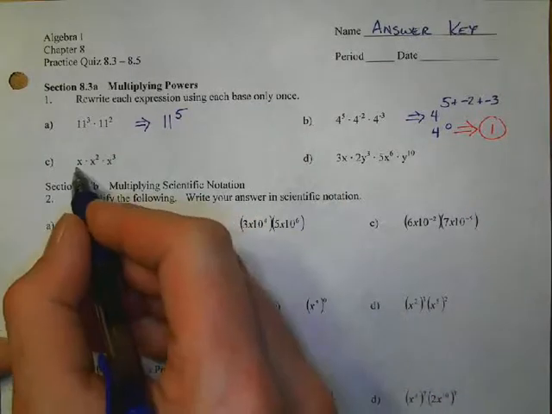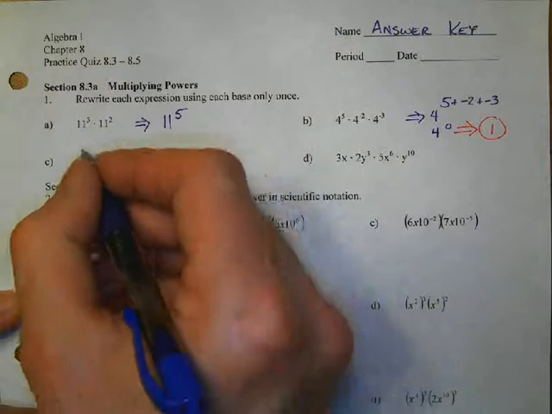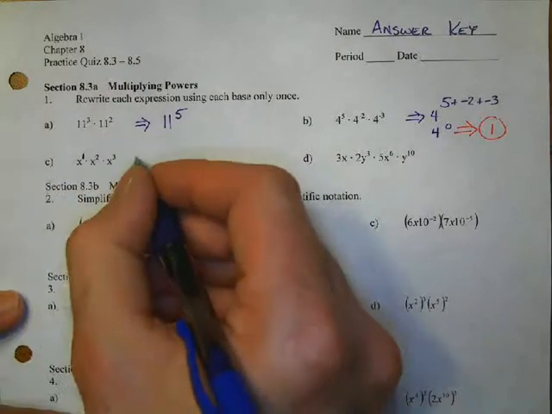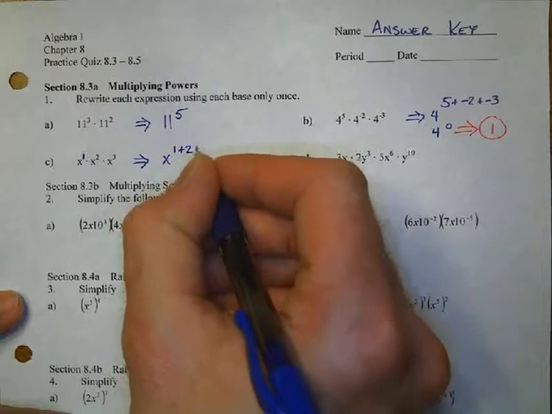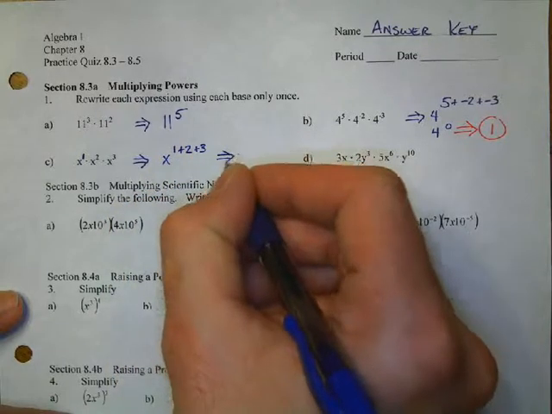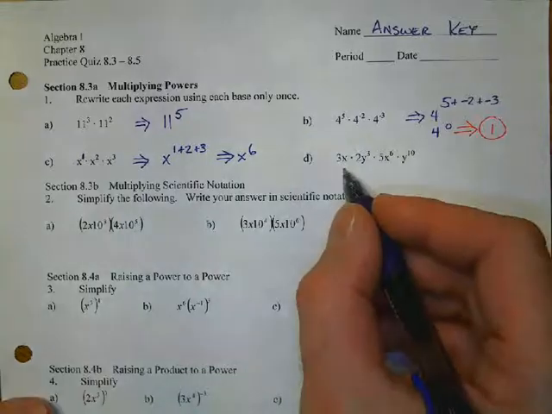Our third one, our part C, is an example of a variable that does not have an exponent. Do you know what the exponent would be here? The exponent is actually 1. So what we have is x to the first times x to the second times x to the third. Well, 1 plus 2 plus 3 equals x to the 6th.